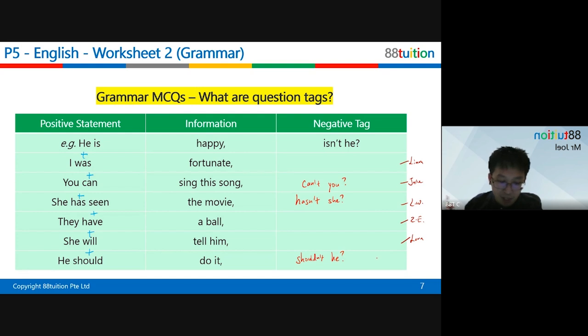Okay, Lavania is actually, where's Lavania? She will tell him. That's actually wrong, Lavania. Opposite of will is will not. When we combine will not together, it's actually won't. Won't she? Won't is will not combined together, right?